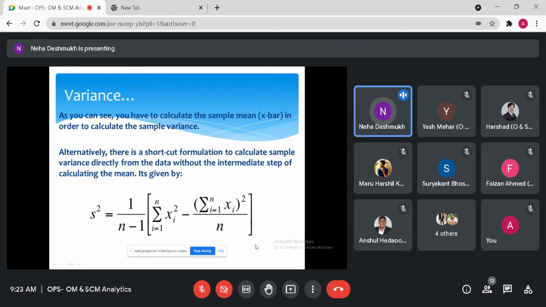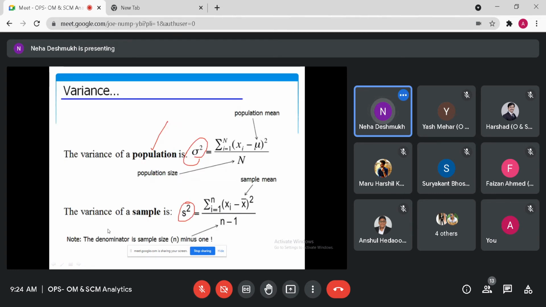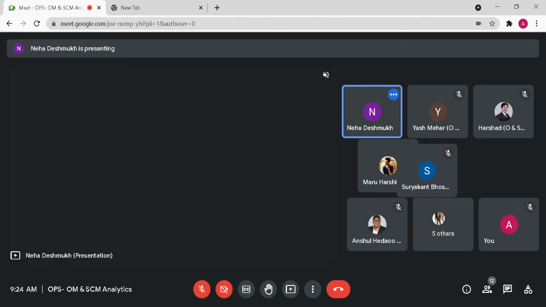One more shortcut formula is there to calculate the variance: 1 upon n minus 1, summation i equal to 1 to n xi square minus, summation i equal to 1 to n xi whole square. First take the summation and then square it. You will get the variance. So note down all these formulas and we'll discuss one question.